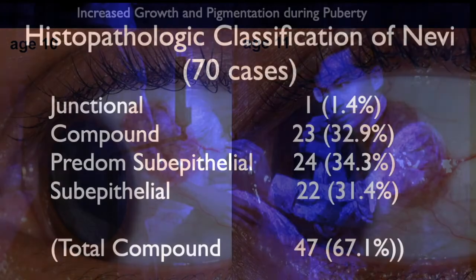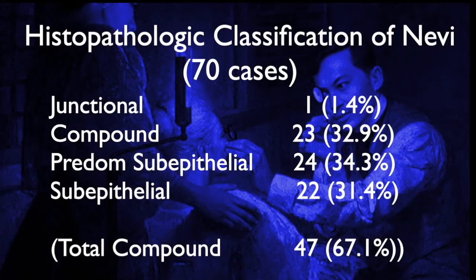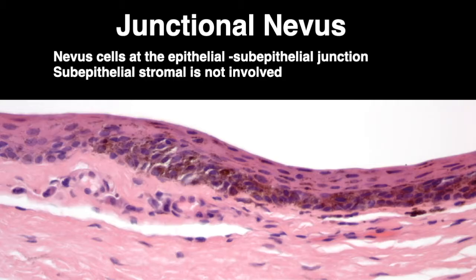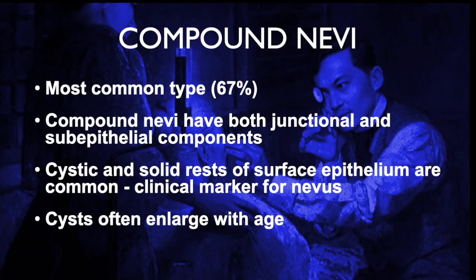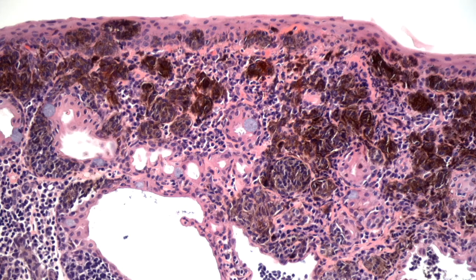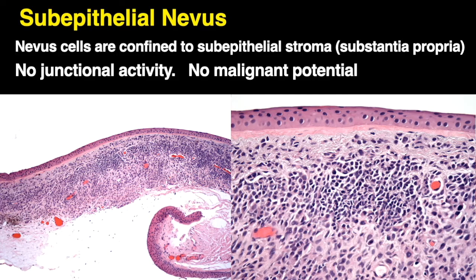Histopathologically, conjunctival nevi are classified as junctional, compound, and subepithelial. In junctional nevi, which are rare, the nevus cells are confined to the epithelial-subepithelial junction, and the underlying subepithelial stroma is uninvolved. Compound nevi are most common. About 2/3 of conjunctival nevi are compound. Compound nevi have both a junctional and subepithelial component. In subepithelial nevi, the nevus cells are confined to the subepithelial stroma, and junctional activity is absent.